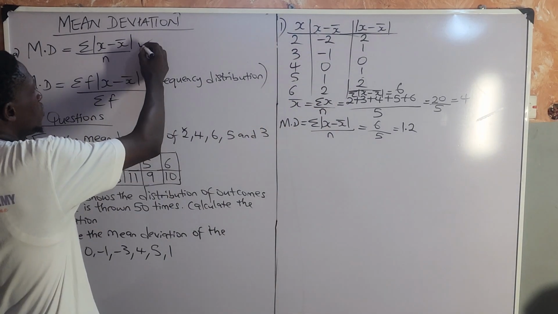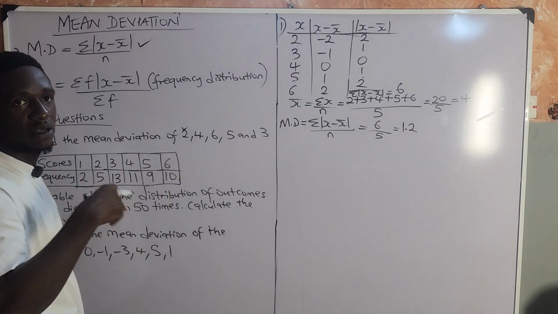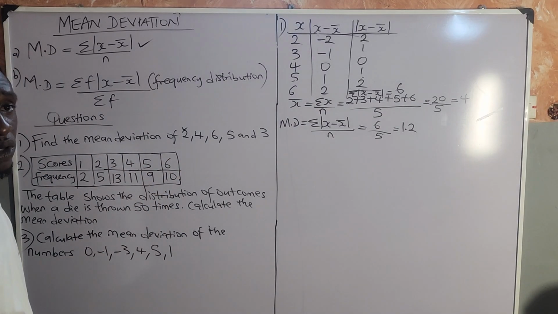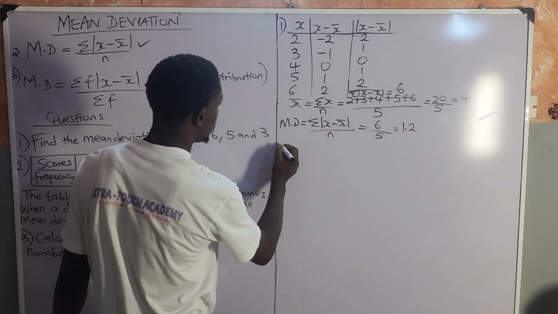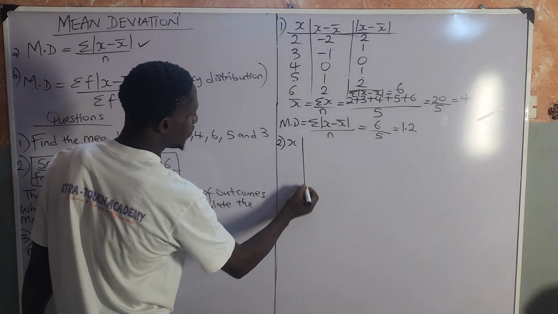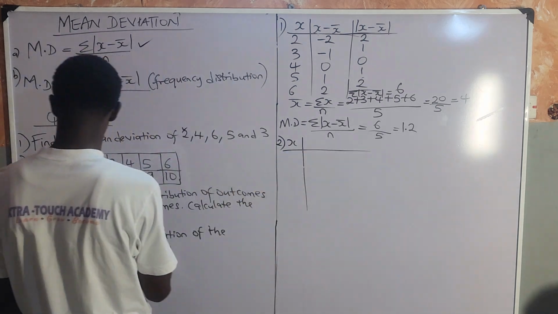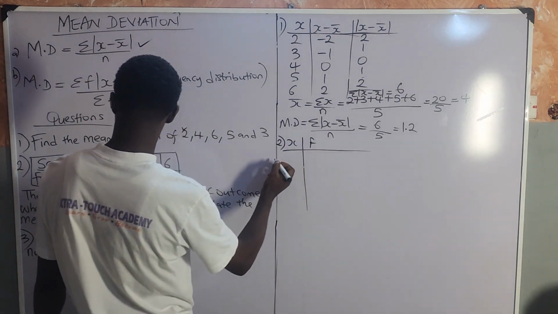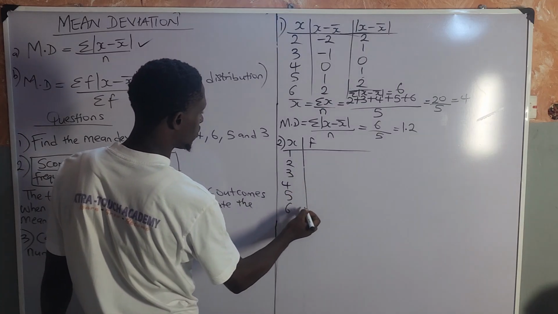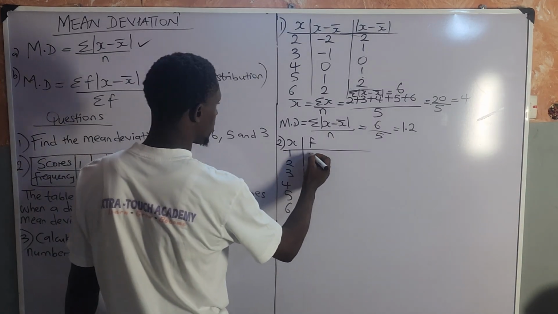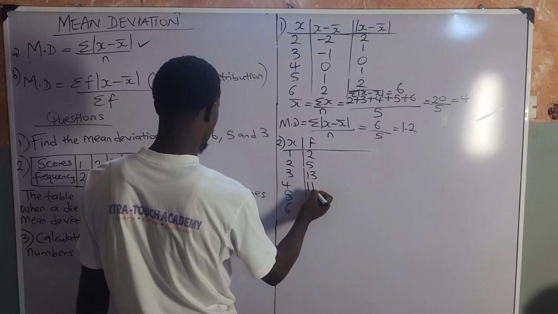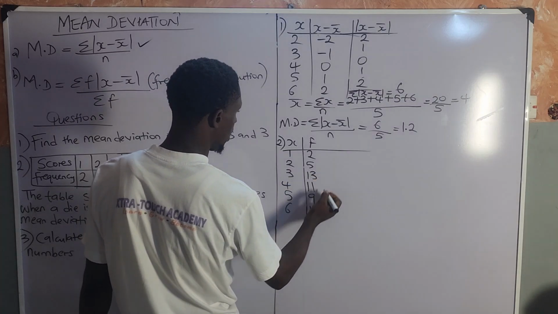So you use this when there is no number that appeared more than once. But in this second question, we have a frequency distribution. So let's go right to the question. This score represents your x: 1, 2, 3, 4, 5, 6. Then the frequency we have is 2, 5, 13, 11, 9, and 10.